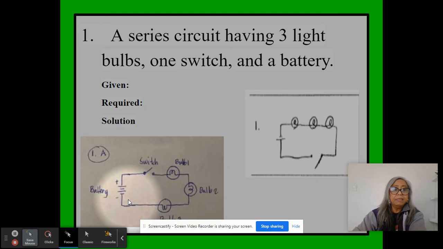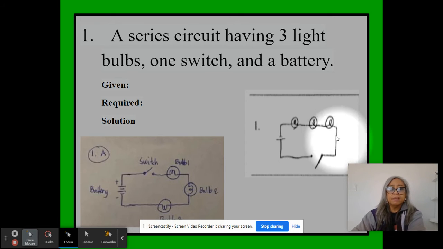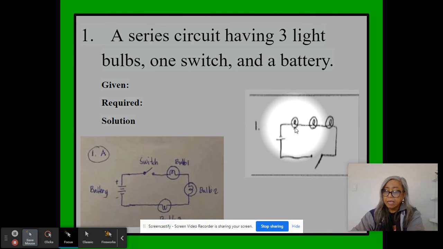Now, you have the positive terminals there. So electricity would flow from positive to the negative. Okay. Now you can also do it this way, wherein you have the bulbs one after the other. Why not?